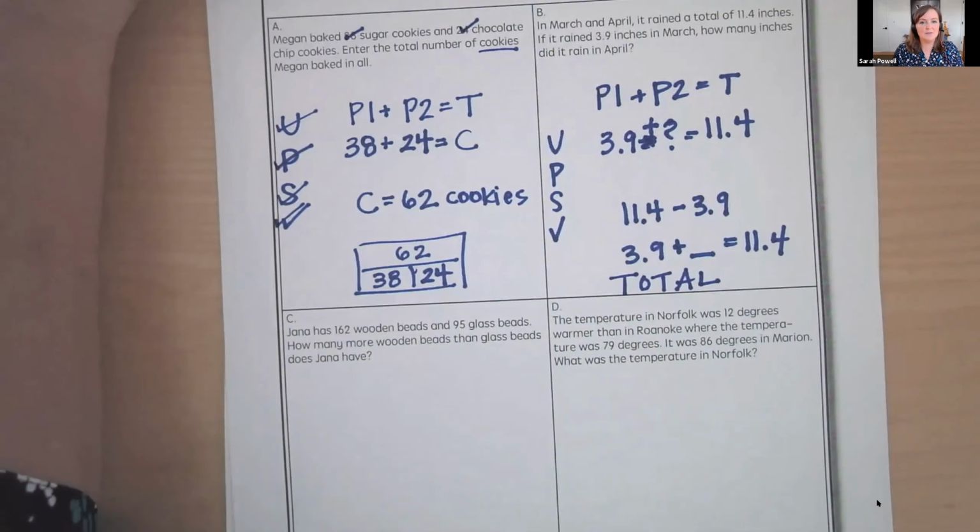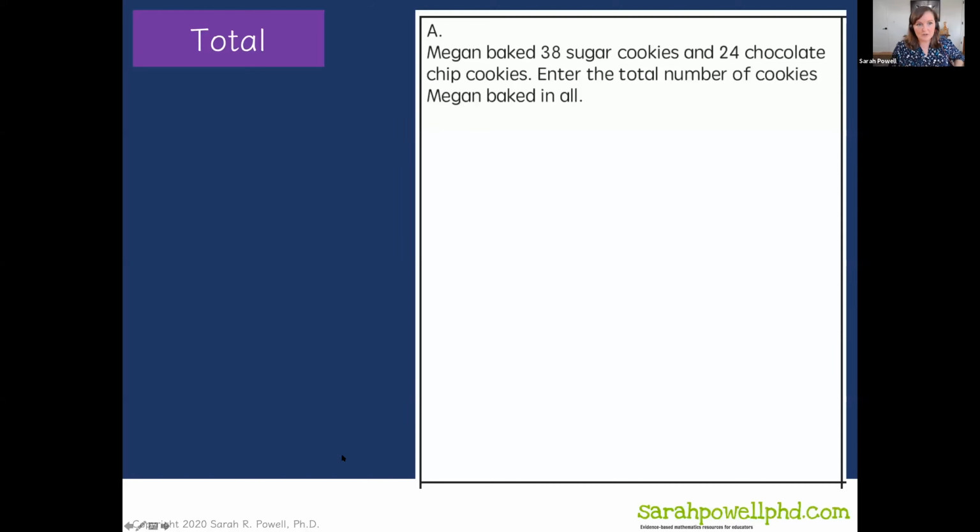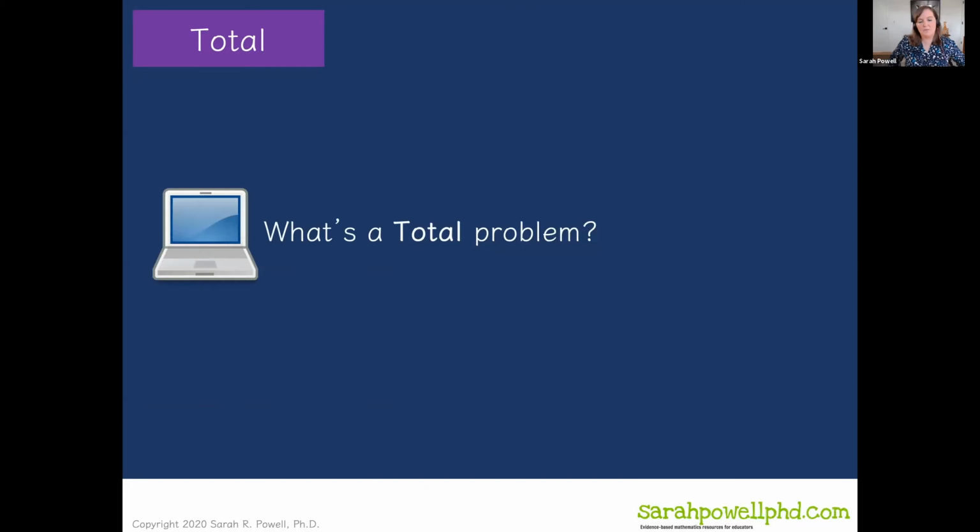All right, so I'm going to move back to our presentation here, and we are going to leave our total problems and come to difference problems. At the end of today, I'm going to ask you to present a total problem that your students might have to set up and solve. So I want you to start to think about what that example might be.